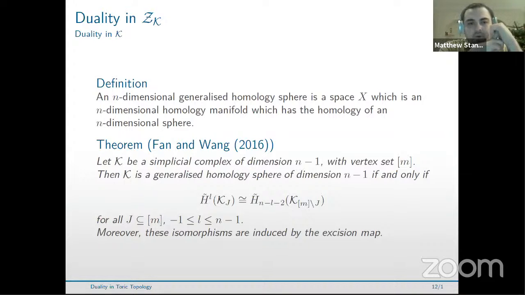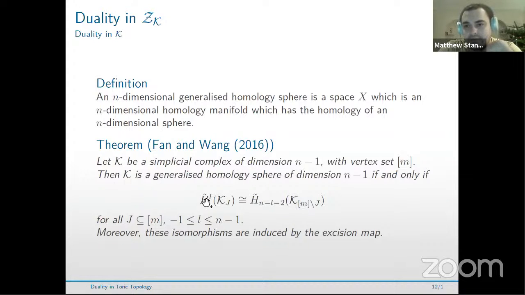So what Fan and Wang did in 2016 is they actually characterized, in the case that our space is a simplicial complex, the property of a simplicial complex being a generalized homology sphere in terms of this excision product that we just discussed. So we have that K is a generalized homology sphere if and only if we see this duality exhibited on the level of full subcomplexes of the simplicial complex K.